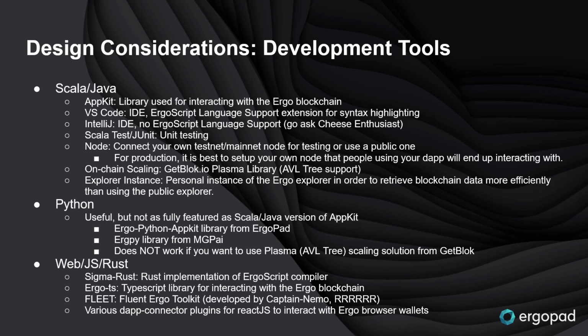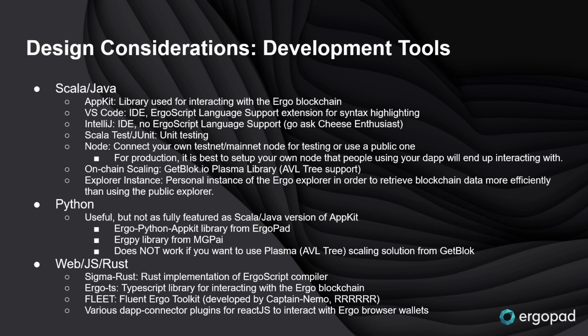For production, it's best to set up your own node that people using your dApp will end up interacting with. For on-chain scaling solutions, you have the GetBlock Plasma library, which lets you deal with AVL trees in an easy way. And then you can also have your own local Explorer instance. So it's a personal instance of the Ergo Explorer in order to retrieve blockchain data more efficiently, instead of having to connect to a public Explorer, which may be slow depending on the volume.